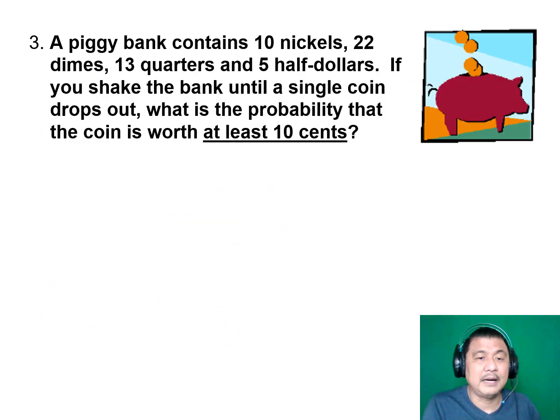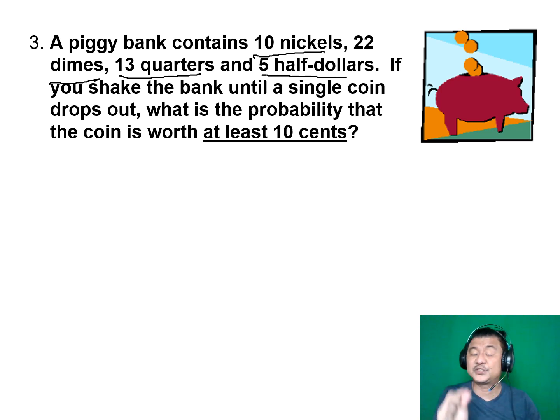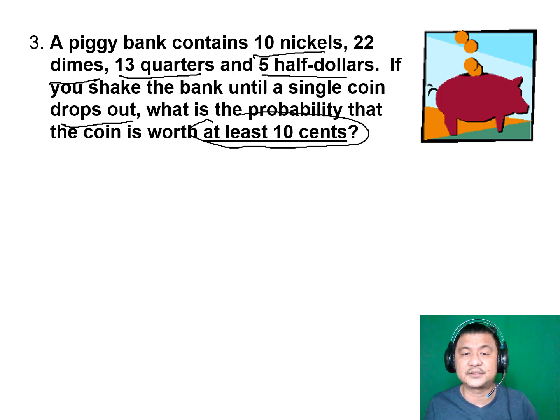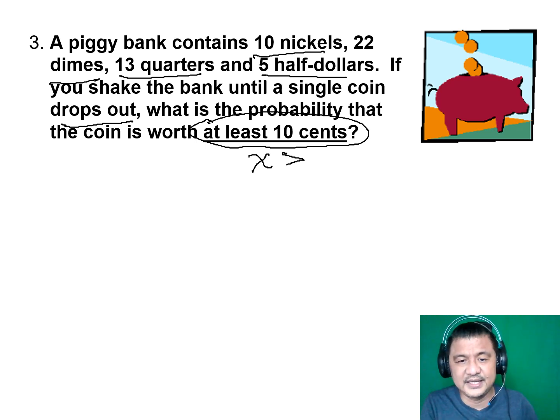Next. A piggy bank contains 10 nickels, 22 dimes, 13 quarters, and 5 half dollars. A half dollar is a coin worth 50 cents. If you shake the piggy bank, and a single coin drops, oh my gosh, what is the probability that the coin is worth at least 10 cents? Oh, I forgot the word at least. At least means the number should be what? Greater than or equal, less than or equal? At least means, yes, greater than or equal to 10 cents.